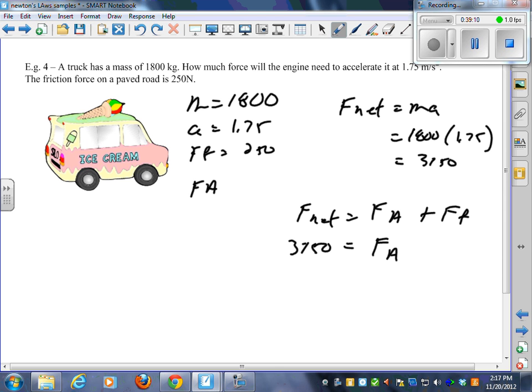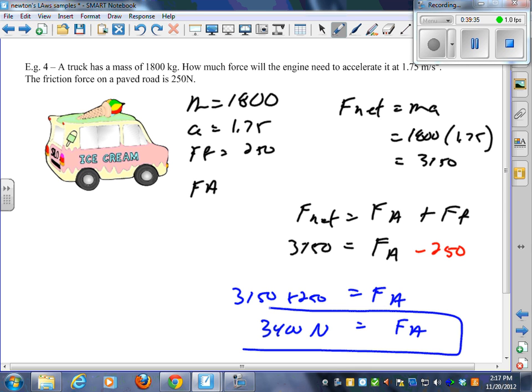What is my friction, Matthew? Negative 250. Minus 250. And when I take that to the other side, it becomes a positive. The applied force is 3,150 plus 250, which is 3,400 newtons. Ouch. The reason you made that mistake was because you didn't write the formula.